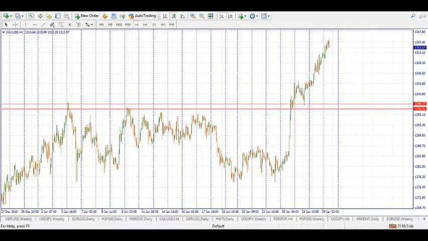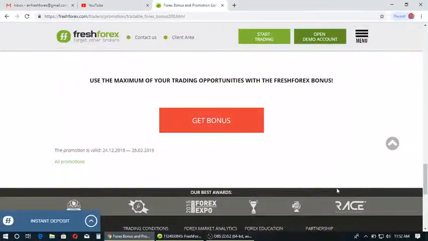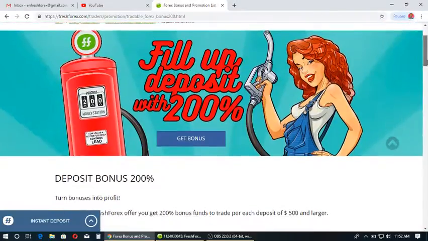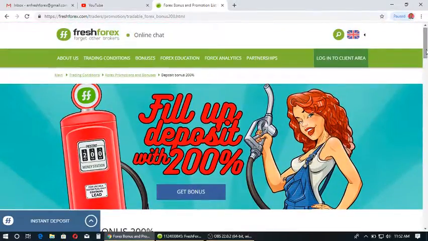We have gold, we have GBP/USD, we have EUR/USD, we have USD/JPY, we have Brent oil, then we have SP500.